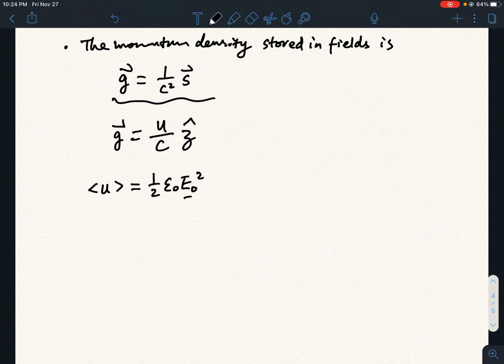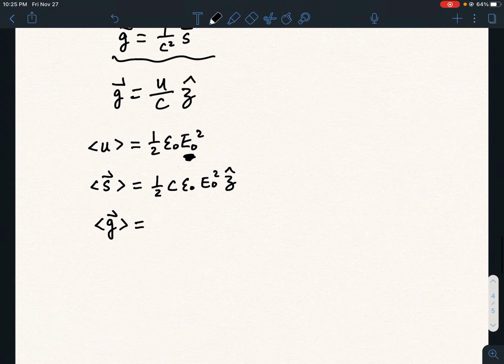Okay, so we only care about the maximum amplitude of the wave. The average flux density is 1/2 c epsilon 0 E0 along the z direction, and this average momentum density is also 1/2c epsilon 0 E0 along the z direction. So this is what we have.